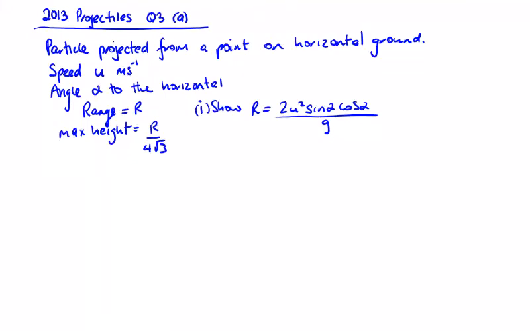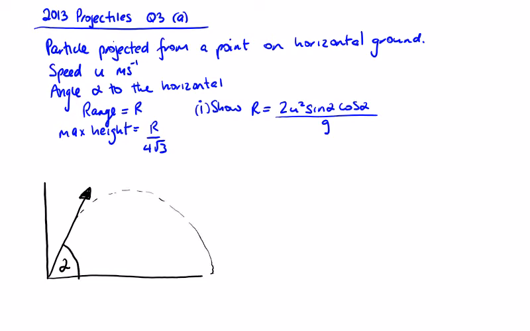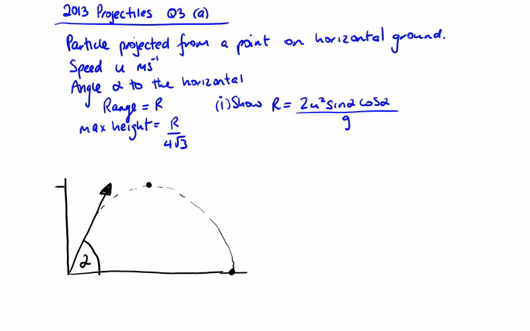2013 Projectiles question 3a. A particle is projected from a point on horizontal ground with initial speed u meters per second. The angle it's projected at is alpha to the horizontal, and we are told that the max height up here is R over 4 root 3. And we're asked to show that the range is 2u squared sine alpha cos alpha over g.